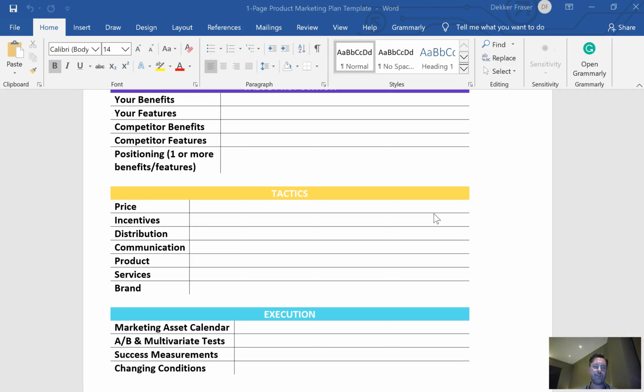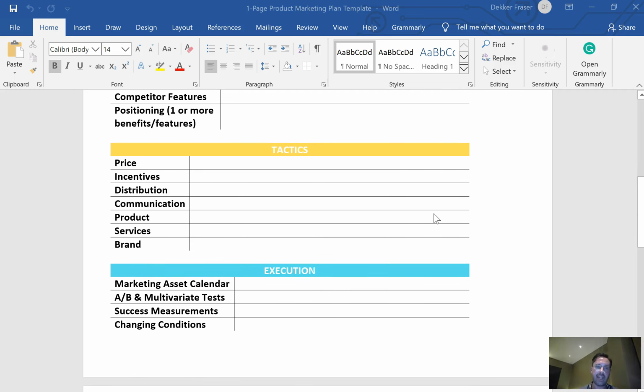Because the way that you communicate value isn't necessarily the way that value is created in a technical way. So this is the difference between the strategic level marketing and the more tactical communications level marketing that people are more familiar with in advertising. Okay, next, we get into the tactics.